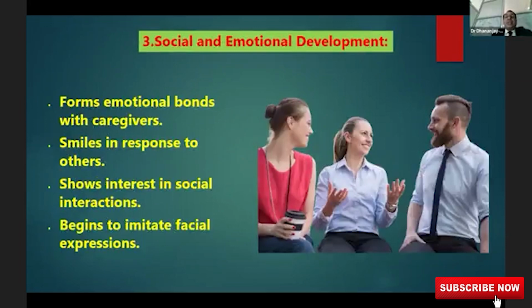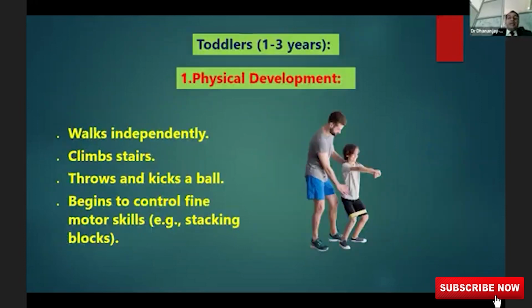And at the social and emotional level, up to a 12-month child will form emotional bonds with caregivers and smile in response to others. If you smile, the child will smile back. Shows interest in social interactions and begins to imitate. Imitation starts at the age of 12 months.